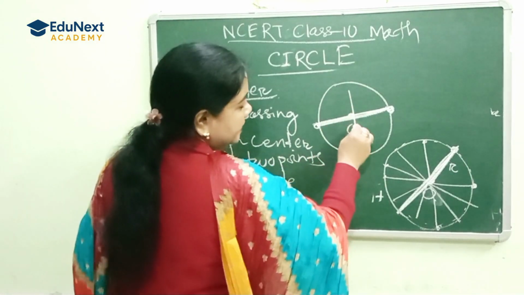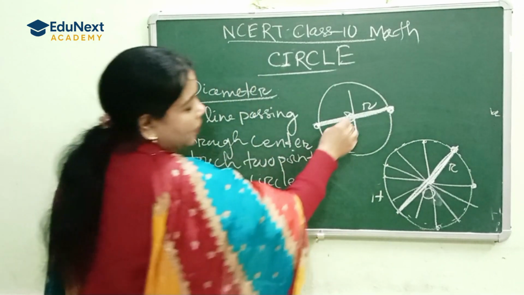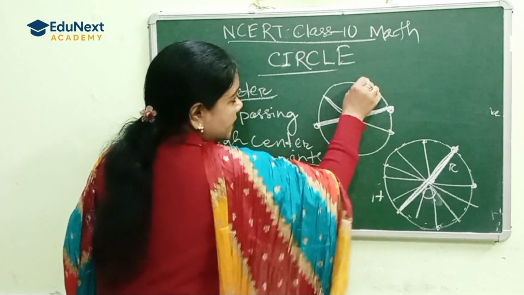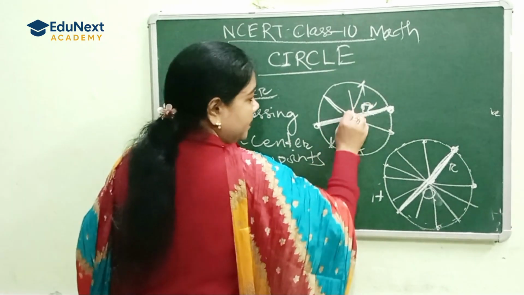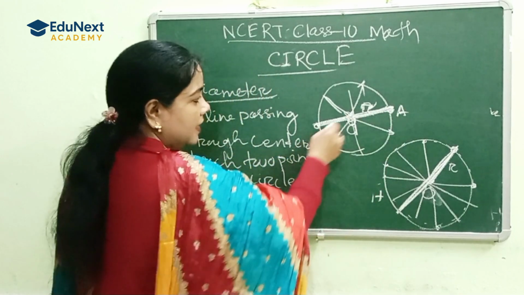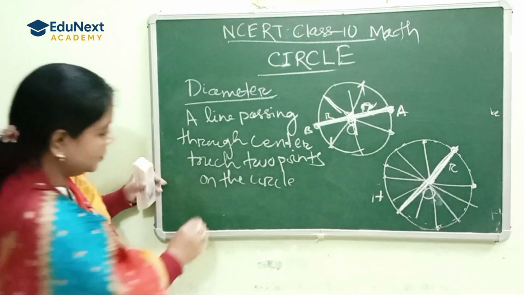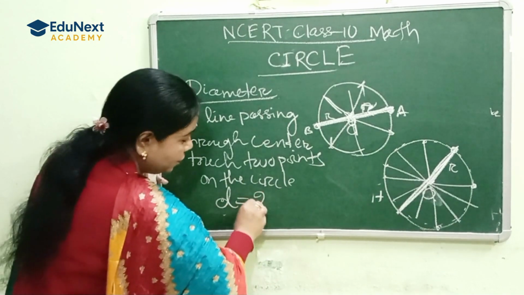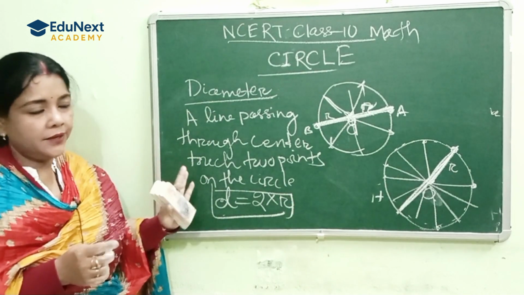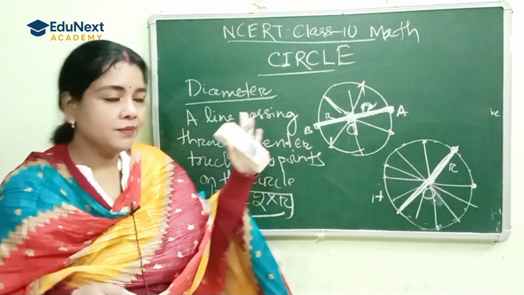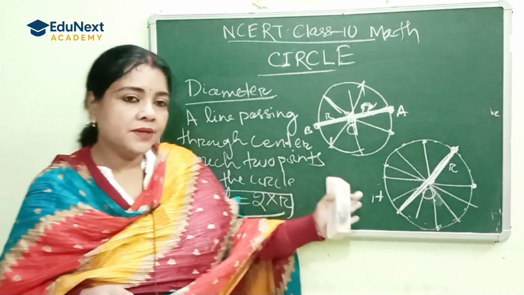In the first place, I defined that the distance from the center to any fixed point is known as radius. But I have already said that all the points are equidistant from the center. That means if O to A is R, and O to B is also R, then diameter D is equal to twice R. This is the formula.